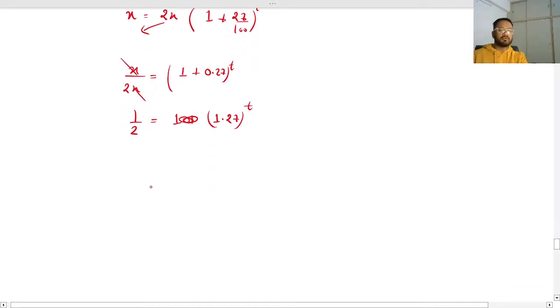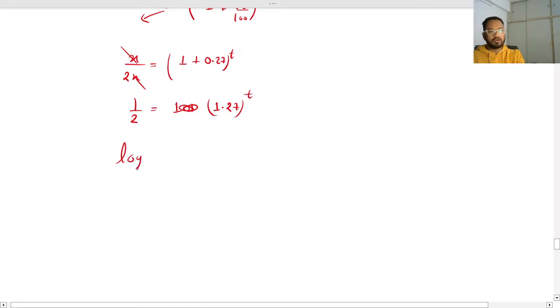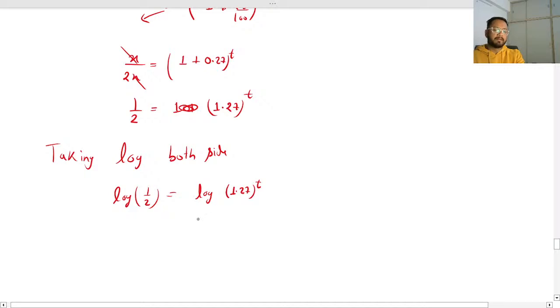Now again we need to use log here. Taking log on both sides, log 1 by 2 is equal to log 1.27 to the power t. Okay. So log 1 by 2 is equal to t into log 1.27. Very easy. Same conceptual part.